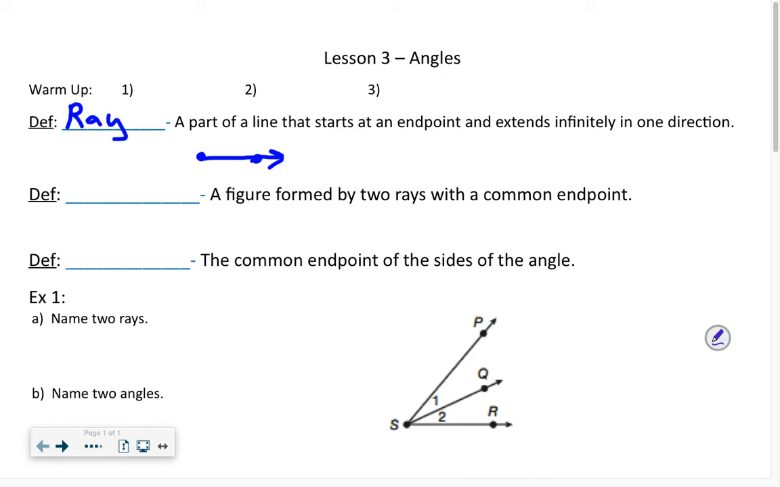When we take these two rays and connect them by that common endpoint, we create an angle. Ray number 1, ray number 2, common endpoint, and we know the definition of an angle by now. The common endpoint of the sides of an angle, this location right here, is what they're referring to. That's called the vertex.